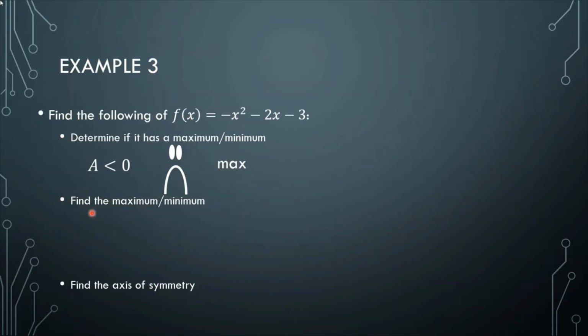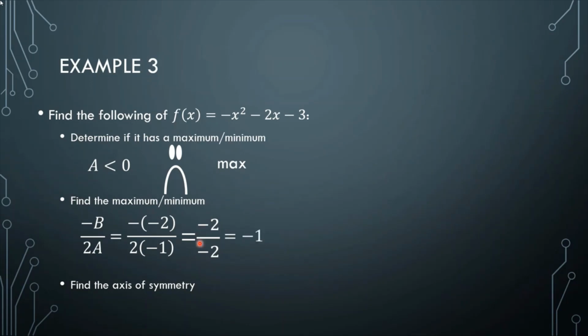The second instruction is asking us to find the maximum or minimum, so now we're finding the vertex. So negative b over 2a. Negative b is negative 2 and a is negative 1. This would be 2 over 2, or negative, oh, that's incorrect. That changes everything because it should be positive.